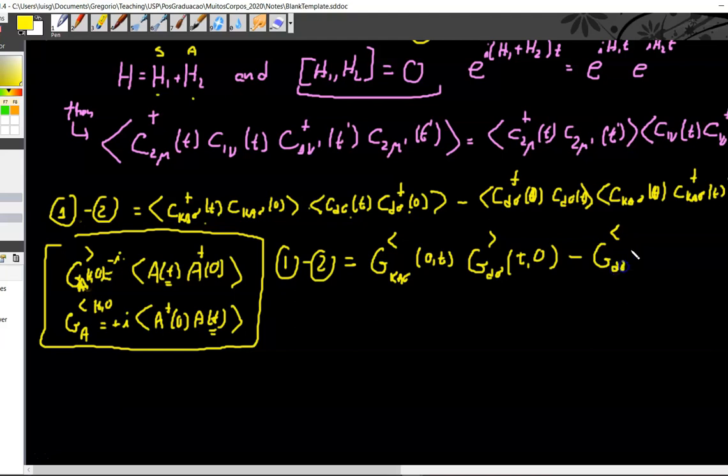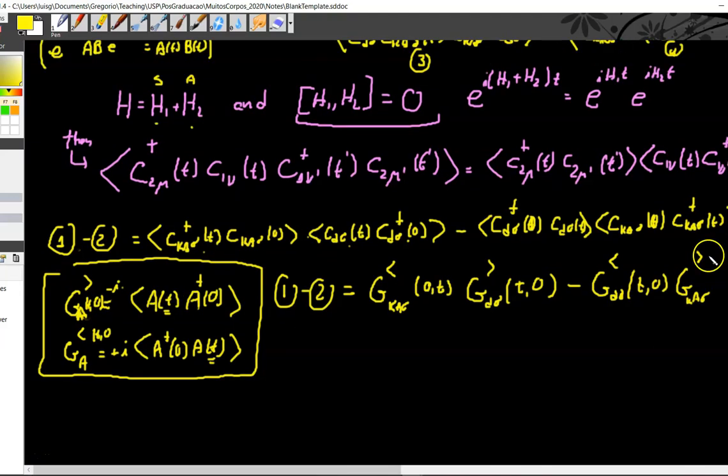of the d operator, but this is going to be t0, and this is going to be a greater Green's functions of the Ka sigma operator, at 0t. Okay. Yeah, so this is how the greater and lesser Green's functions are defined.